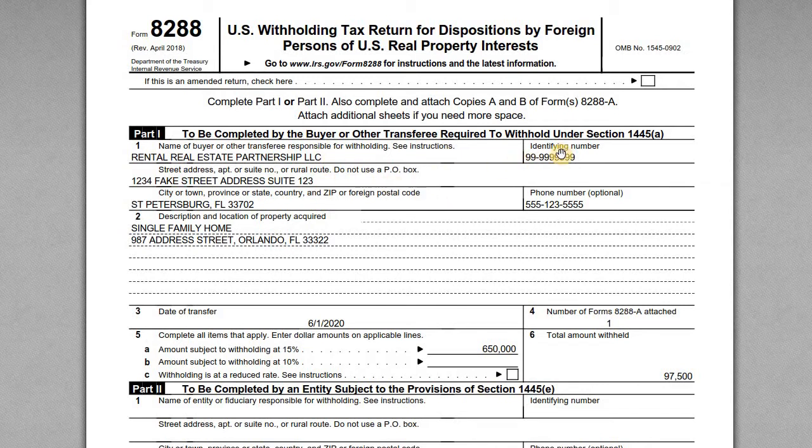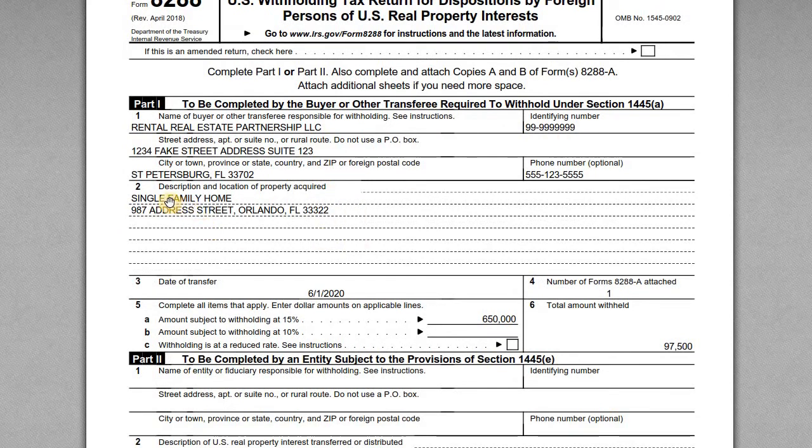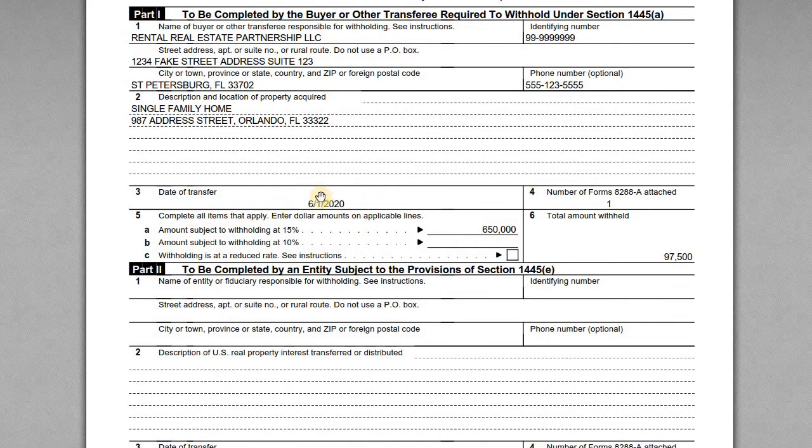So the name of the company, the EIN for the company, phone number, and then in part one, line item 2, describe the property that's being purchased, right? So this is a single family home in Orlando, Florida. Date of transfer, so June 1st, 2020. And then 8288A, that is the withholding slip that's also being filed with the IRS, and a copy is going to the seller. So the number of forms we're attaching here is just one. You'd have multiple 8288As if you had joint owners, right? But in this case, it's just being owned by one person, so he's the only seller.